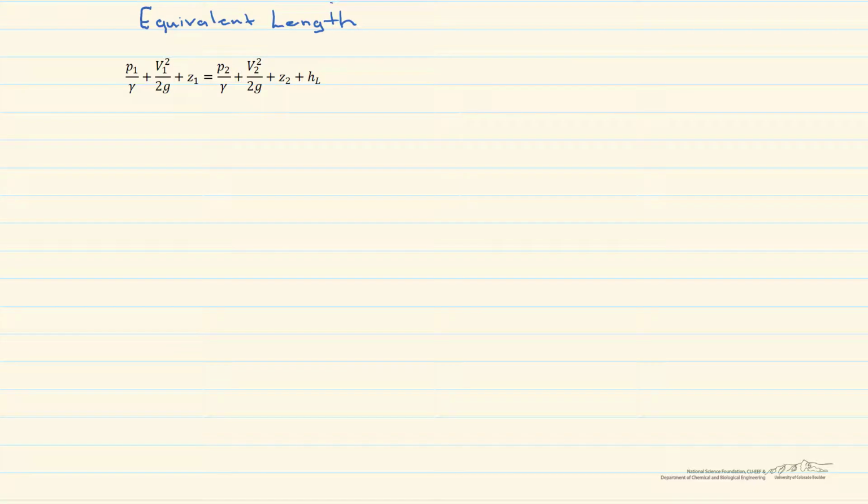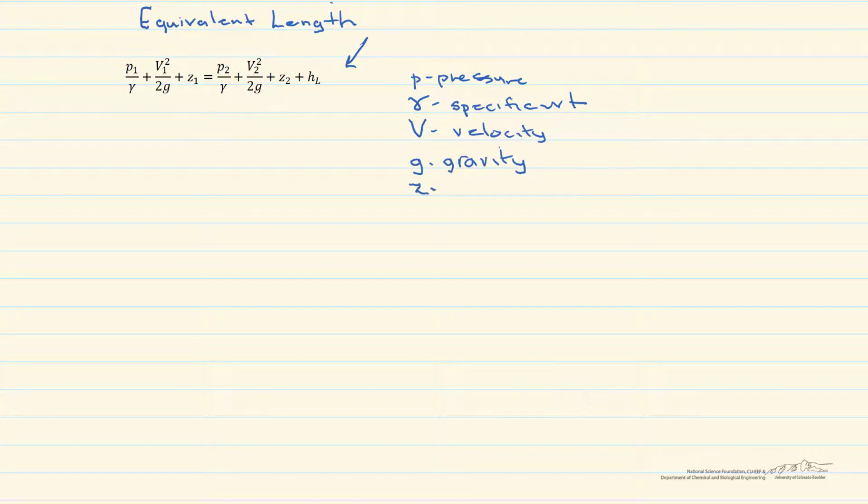The governing equation for viscous flow through a pipe is as follows, where P is equal to pressure, gamma is equal to the specific weight of the fluid, V is equal to velocity, g is equal to gravity, Z is some height measured from an origin, and H sub L is what's known as the head loss. So this equation assumes the following.